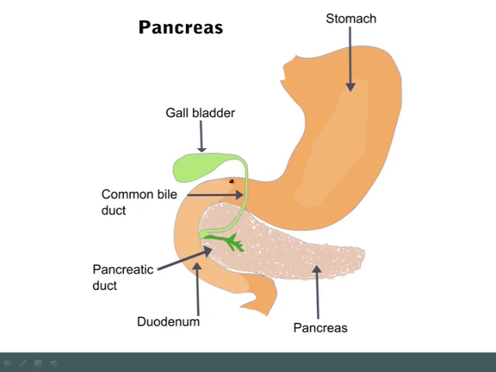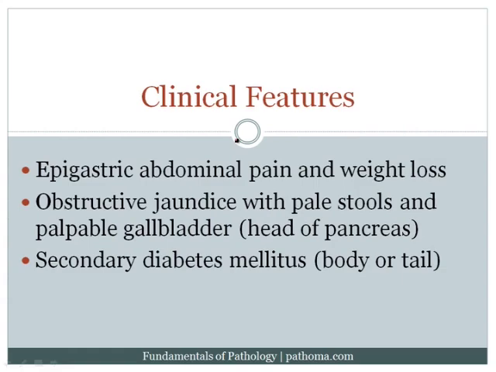Finally, because there's blockage of this tract, you may get backup pressure into the gallbladder, which would expand the gallbladder, making it palpable. And so these are some of the key findings, as I stated here in the slide: obstructive jaundice with pale stools and a palpable gallbladder. Again, this would arise when tumors are present in the head of the pancreas.